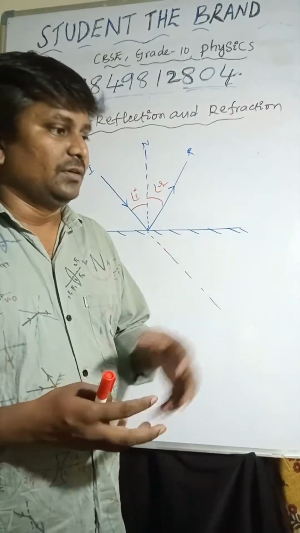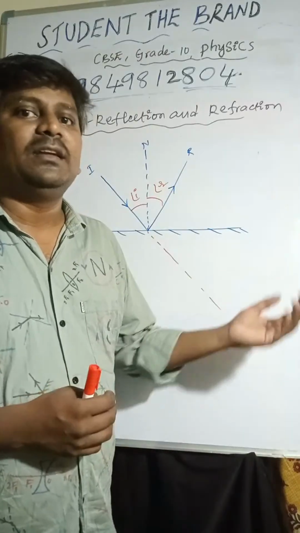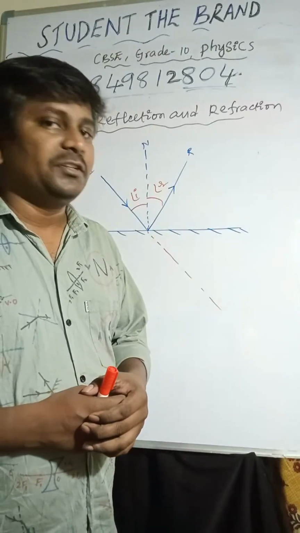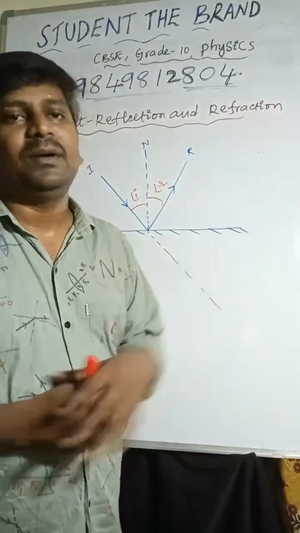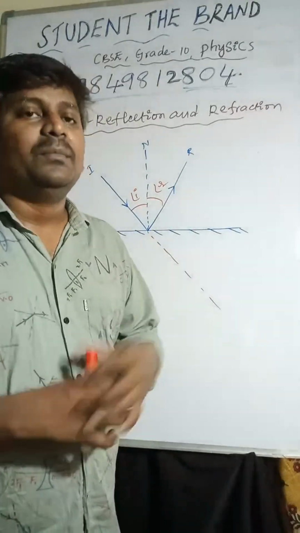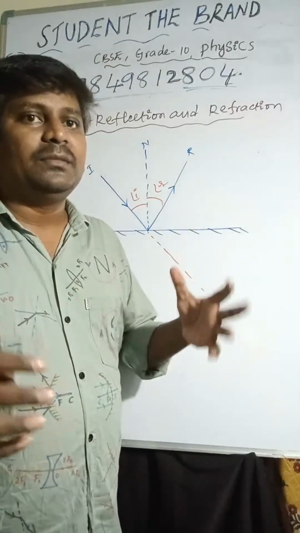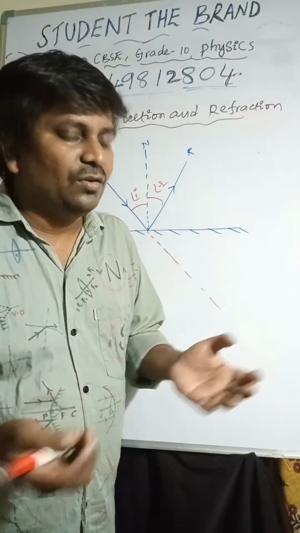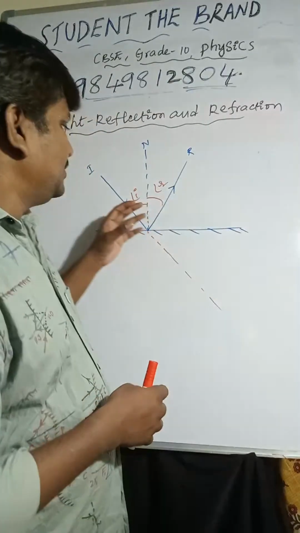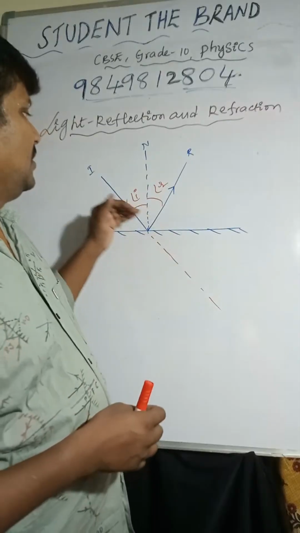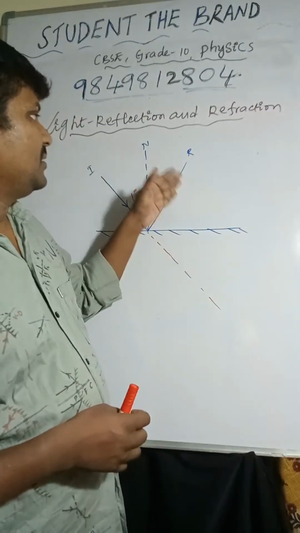Properties of light: rectilinear propagation of light. Light moves in a straight line path in a homogeneous medium, meaning the particles exhibit similar properties. That is called a homogeneous medium. Here you can observe light moves like this: incident ray, reflected ray, normal line.